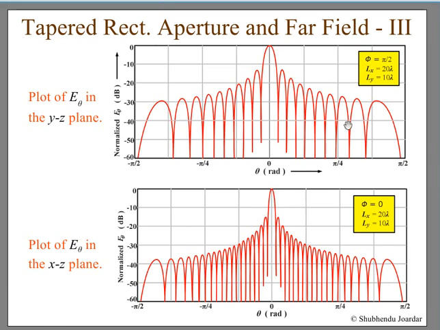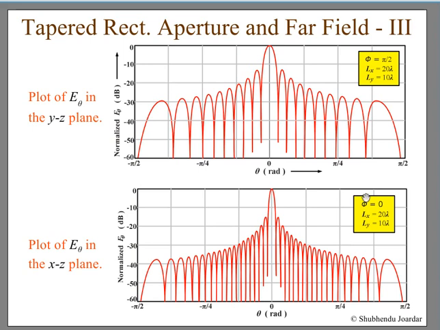When you plot them in the YZ plane, you get something like this. For Lx equal to 20 lambda, I have selected the length of the aperture. It is the same as what I showed in the previous case. Ly is 10 lambda. For that type of rectangular aperture, this is what you get. And you get the pattern along this axis also in the XZ plane.